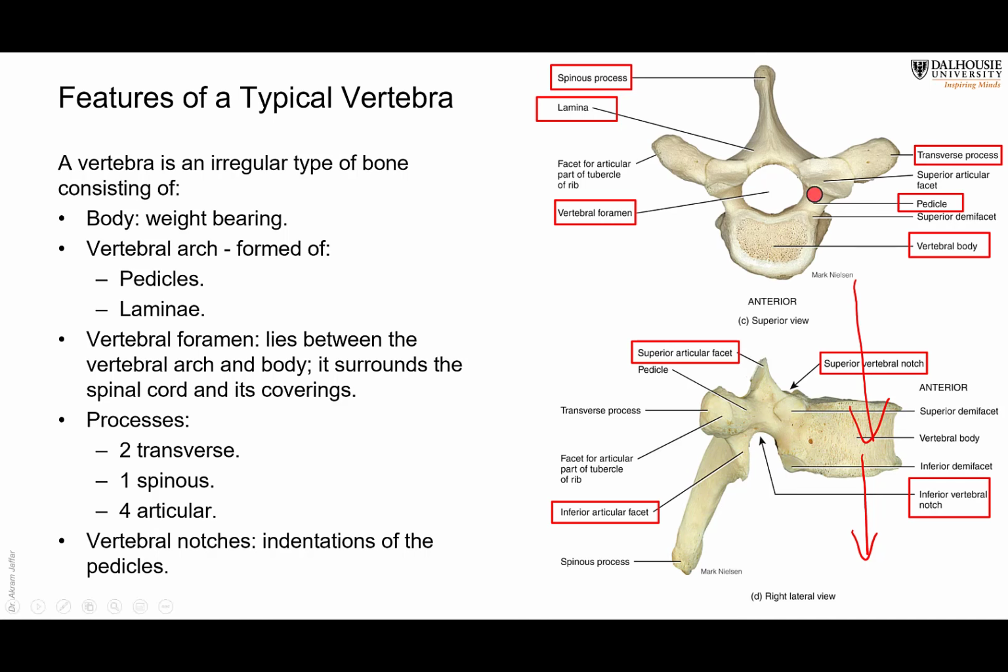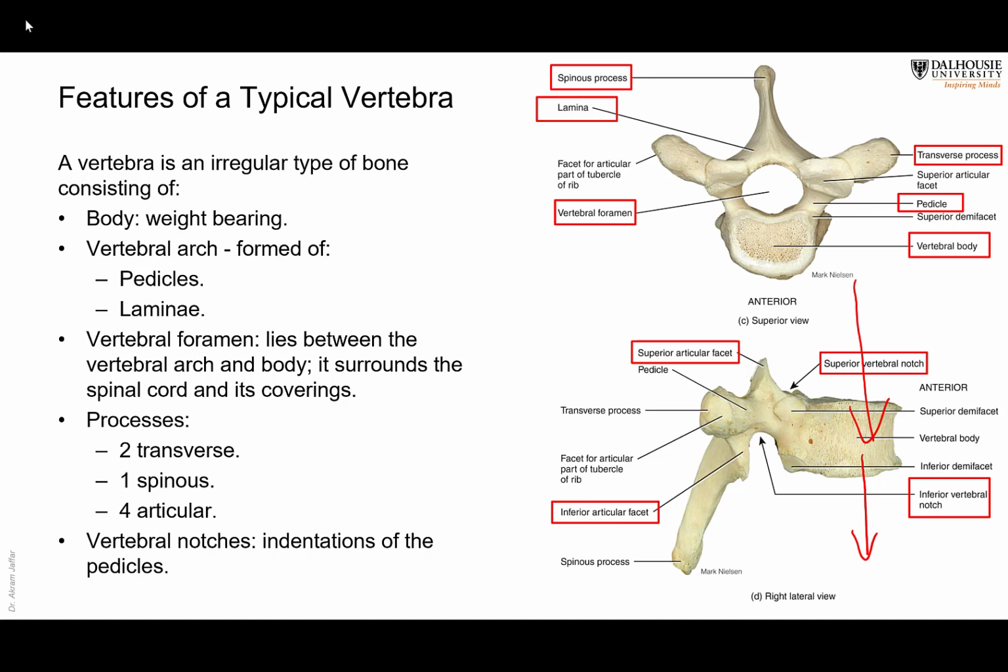Now, attached to the arch are processes. We have two on the sides, like two upper limbs, transversely, so they are transverse processes. And then we have one posterior, which in most of the vertebrae is tapered, that's why it's called the spinous process. And you expect that these processes will receive the muscle attachments and cause the movements.